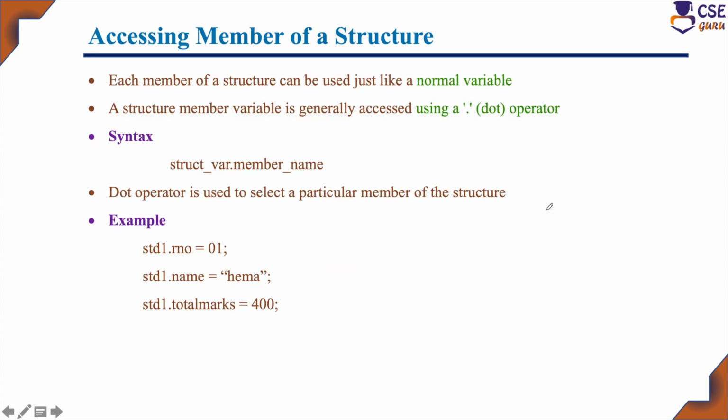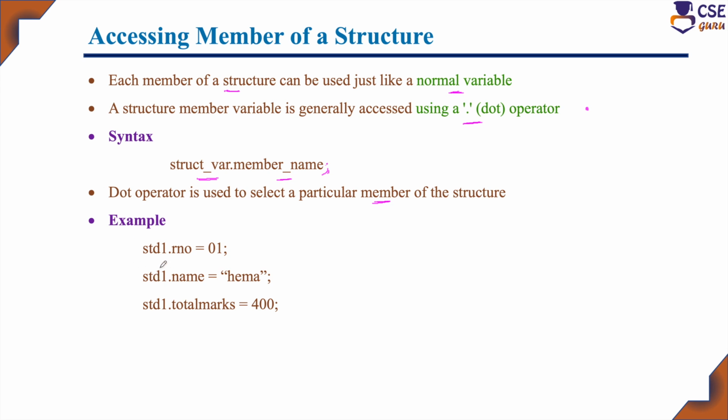Now, how to access the members of a structure? Each member of a structure can be accessed like a normal variable. A structure member variable is generally accessed using the dot operator. This dot operator you have to use. The syntax is structure variable dot member name, and it should end with a semicolon. The dot operator is used to select a particular member of the structure.